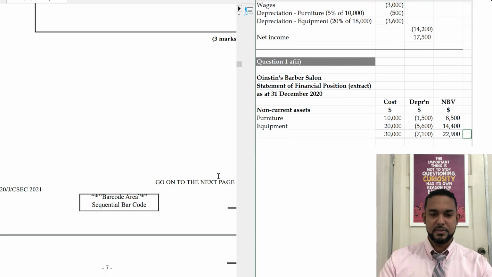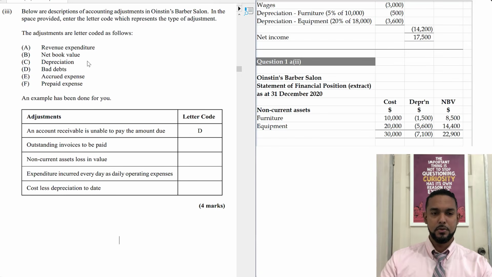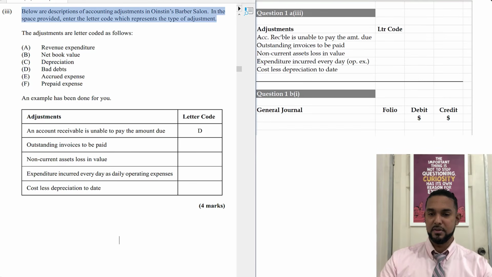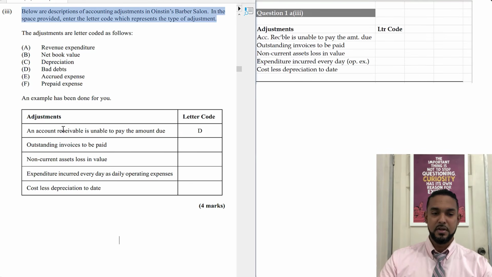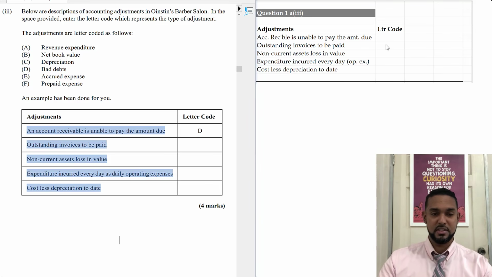All right. Now let's see what else they asked in this question. So let's move right. Below are descriptions of accounting adjustments in Oinston's Barber Salon. In the space provided, enter the letter code which represents the type of adjustment. I've recreated this table here, but I didn't type out everything, especially the long ones, word for word, because I wanted to keep things compact and not have to do weird adjustments or modifications in the Excel spreadsheet.